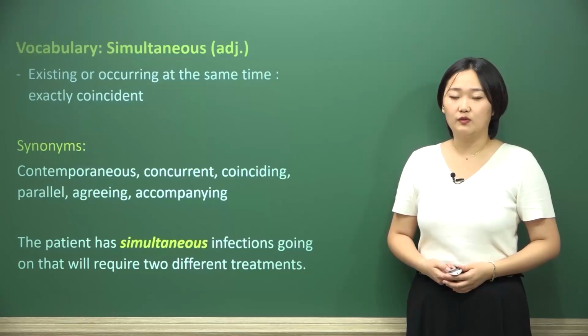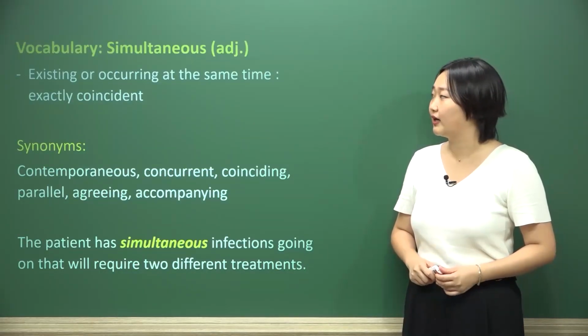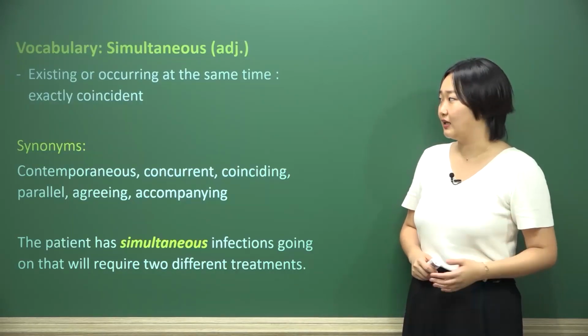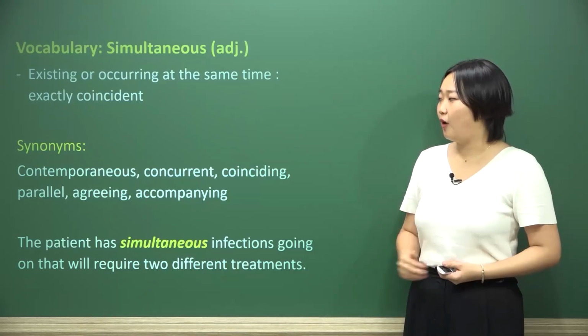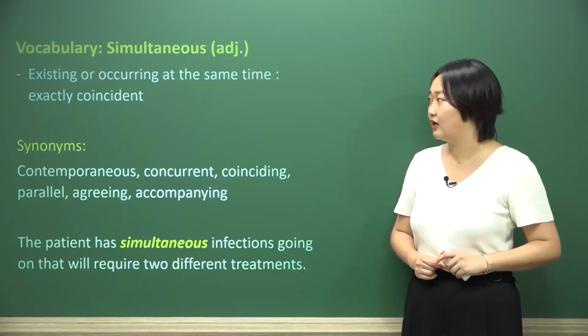Let's start with that first one, which is the word simultaneous. And this word is an adjective meaning existing or occurring at the same time or exactly coincident. Synonyms here are contemporaneous, concurrent, coinciding, parallel, agreeing, and accompanying.